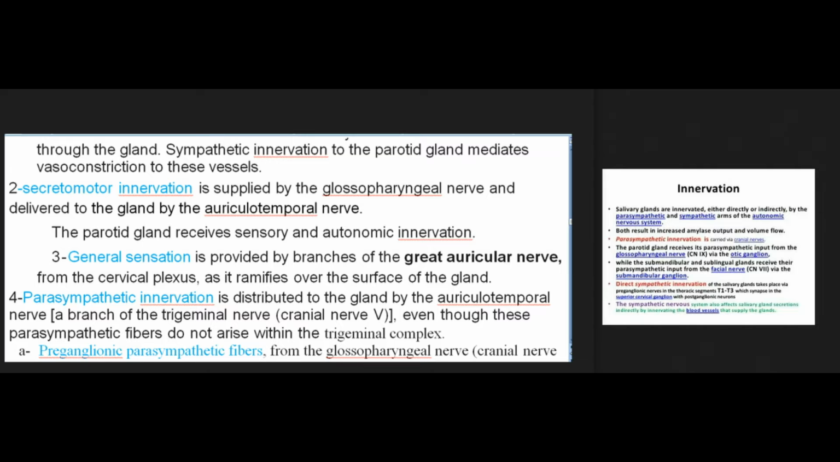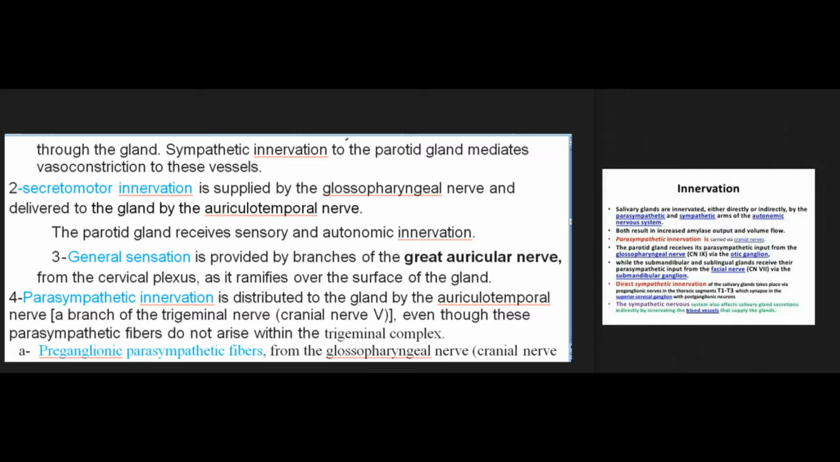2. Secretomotor innervation is supplied by the glossopharyngeal nerve and delivered to the gland by the auriculotemporal nerve. The parotid gland receives sensory and autonomic innervation. 3. General sensation is provided by branches of the great auricular nerve, from the cervical plexus, as it ramifies over the surface of the gland. 4. Parasympathetic innervation is distributed to the gland by the auriculotemporal nerve, a branch of the trigeminal nerve, cranial nerve V, even though these parasympathetic fibers do not arise within the trigeminal complex.